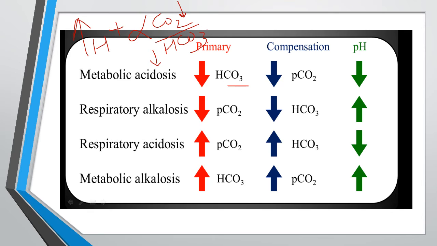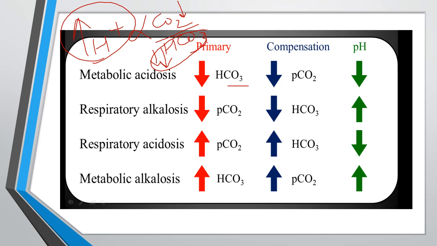So I'll explain this once more. If you remember this equation, H plus is proportional to CO2 by bicarbonate concentration. First remember the primary change. The primary change in metabolic acidosis is that the bicarbonate concentration goes down. If bicarbonate goes down, the denominator is decreased. If the denominator decreases, the overall value of the ratio will increase. So the H plus concentration will increase.